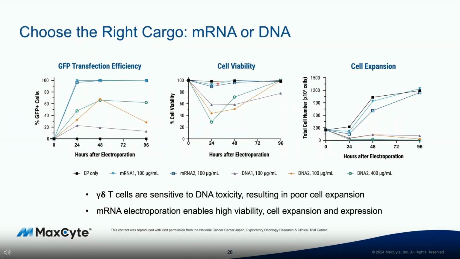mRNA has higher cell viability compared to DNA plasmids, especially with the higher DNA concentration, which takes a few days to recover. But the other consideration too is that cell expansion is much lower when you're delivering DNA. So in this case, if there's a way to deliver mRNA instead of DNA, that would be preferred for this cell type.